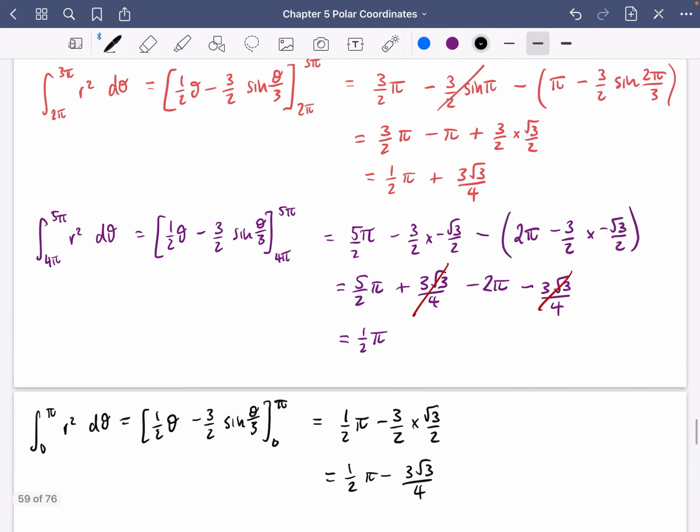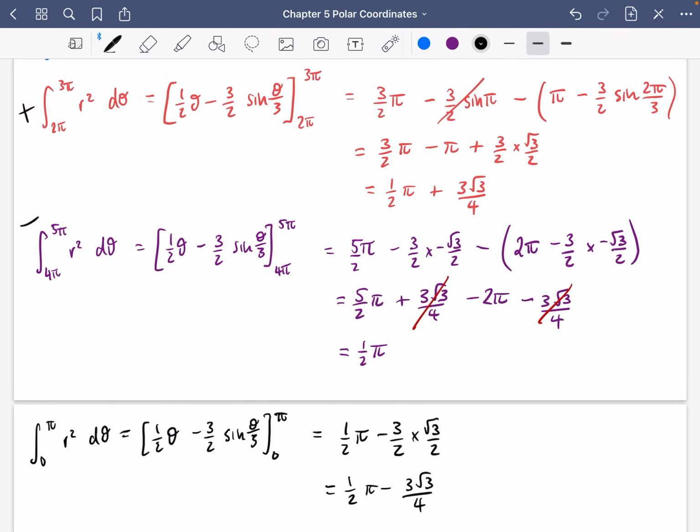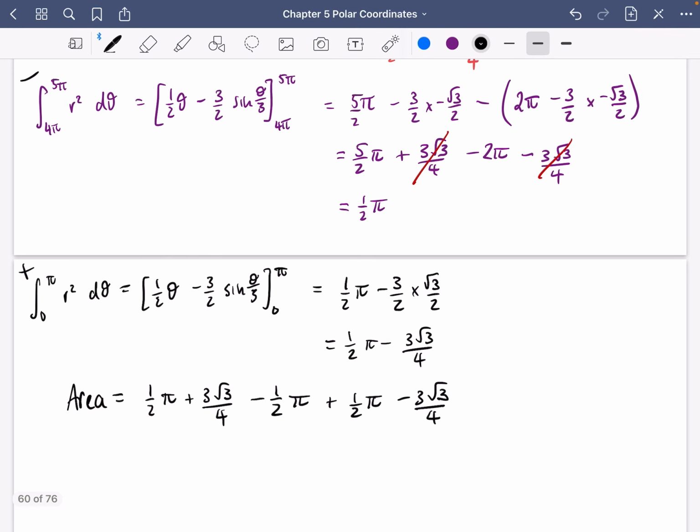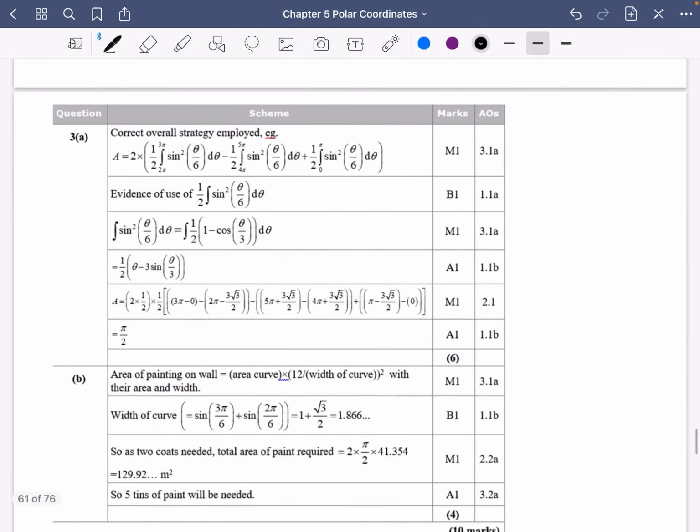So this one is positive and being added, this one's being subtracted, and this one is being added. So the area is going to be equal to the top one, a half pi plus 3 root 3 over 4. We're then going to subtract a half pi from the second one, and then for the last one we're going to add on a half pi, subtract 3 root 3 over 4. So it looks like we've got some things cancelling. The half pi here and the half pi here, the root 3 here and the root 3 here. So it looks like, and I'm going to check the answer before I go on to the second part, that this is just going to be equal to a half pi. Let's just see if we've got that bit right. Yep.